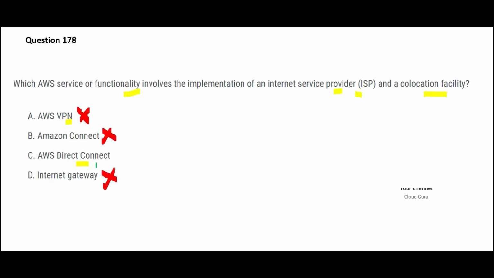So that just leaves us with AWS Direct Connect. This is my answer. Why? Because with AWS Direct Connect, you are actually searching for an internet service provider and you are laying down the actual physical big cables between your office and the data center of AWS. So this is my answer. So we will lock this and move forward.